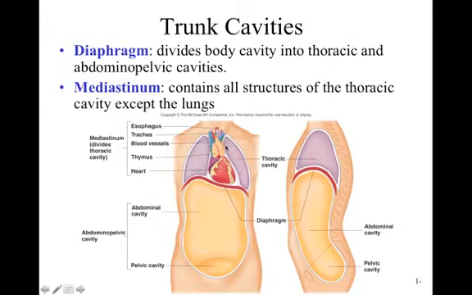The thoracic cavity can be split into the mediastinum, which contains all the structures of the thoracic cavity except for the lungs. So it includes the heart, the esophagus, the bronchial tubes, the trachea, all these structures here. The other part of the thoracic cavity, including the lungs, would be called the pleural cavity. Anytime the word pleural is included, that means lungs.